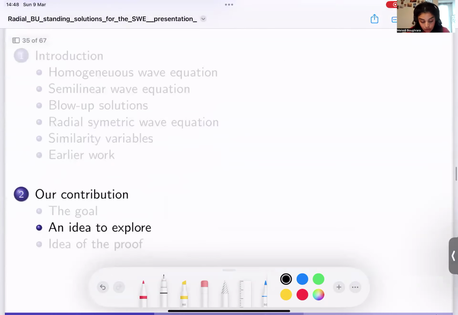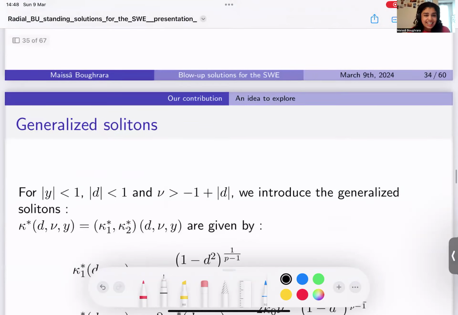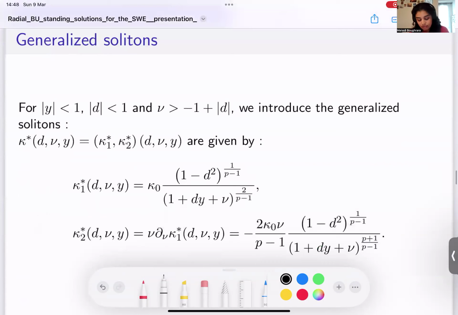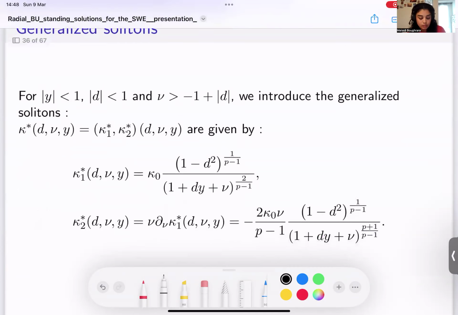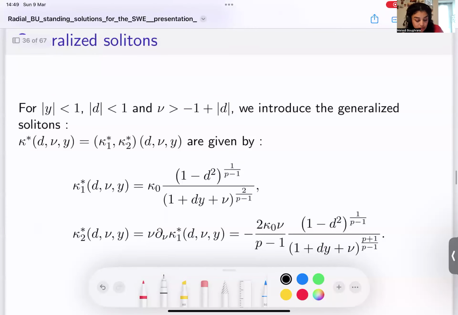Okay, so what are the solitons? We're not going to take exactly... No, sorry. We will take an initial data that is very close to the soliton. So for the initial data, we first need to do some definitions. So we introduce the general solitons. The general solitons are like the solitons, but instead of just depending on d, they depend on another parameter, mu, that is greater than -1 plus the absolute value of d.